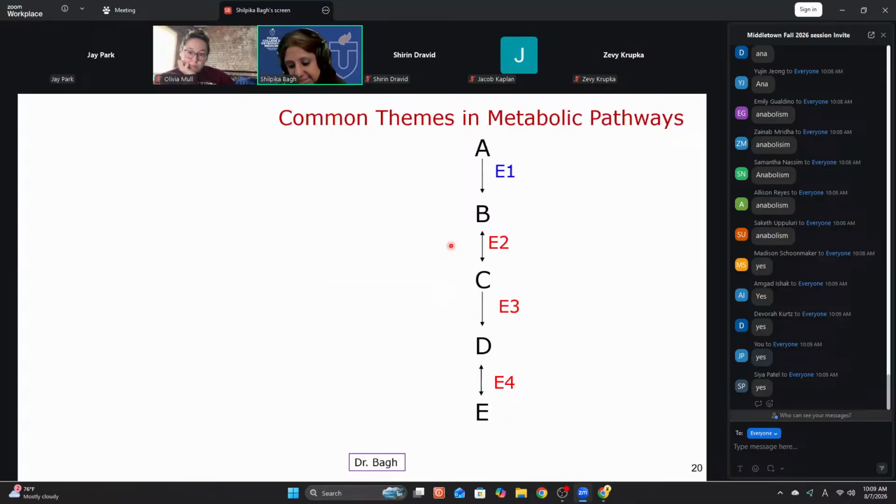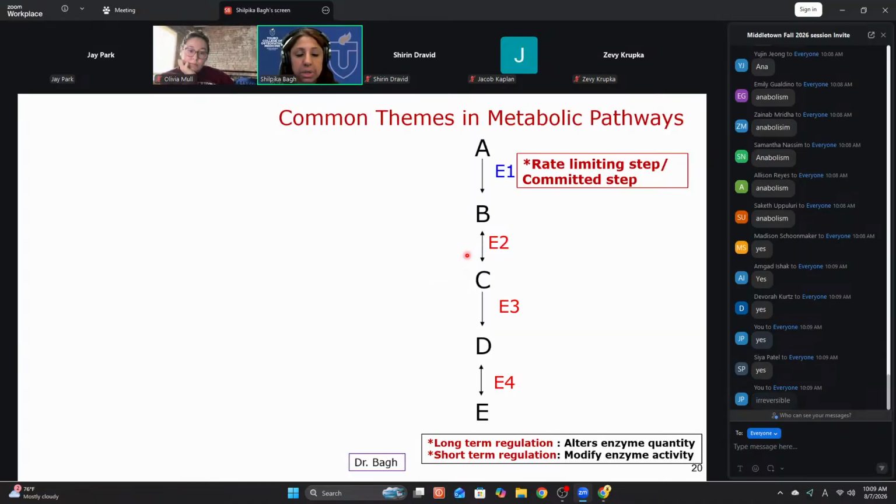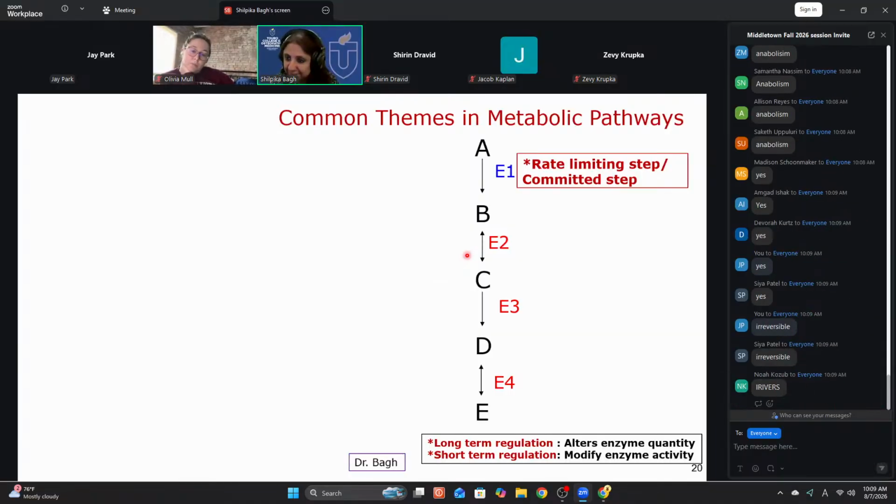Then comes the multi-step enzyme catalyzed pathway. Please know which steps are regulated, reversible or irreversible. Which are the regulated steps? Reversible or irreversible? Irreversible steps. They could be rate limiting and committed, but they are all subjected to regulation.